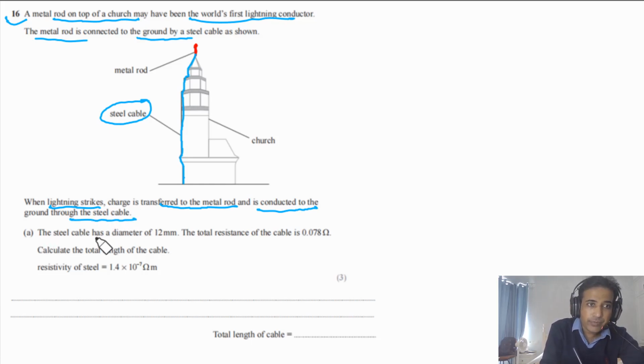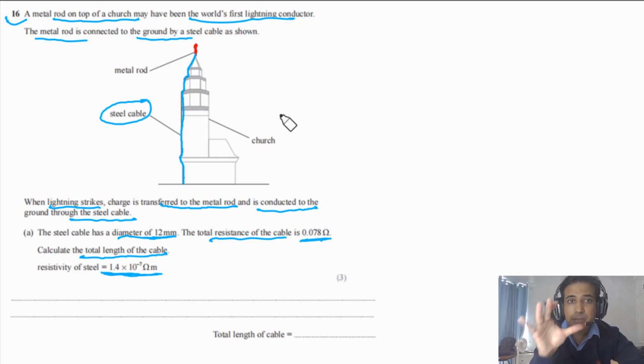For part A, the steel cable has a diameter of 12 millimeters. Total resistance of the cable is 0.078 ohms. Calculate the total length of the cable. The resistivity of steel is given to us.